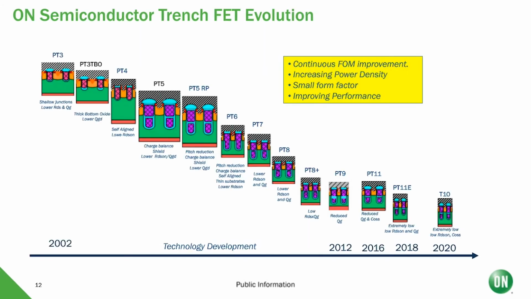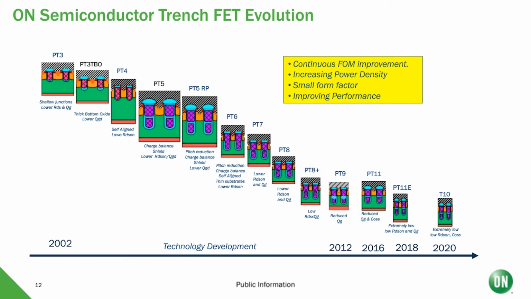So one of the things we can do is very obvious. We can make better FETs. Here I am showing our FET generation dating back to 2002. And this is actually part of the Fairchild acquisition. These nomenclatures, PT3, PT4, down to PT11, are actually Fairchild nomenclatures. All the way back from 2012, we started with PT3, going to PT4, PT5, PT8, PT9 to now PT11.